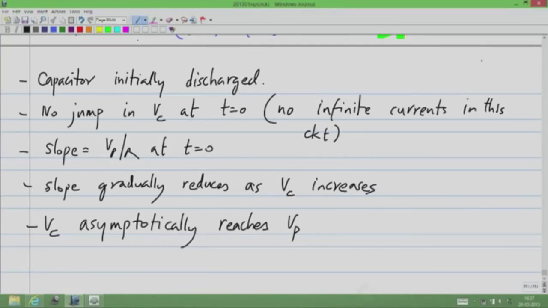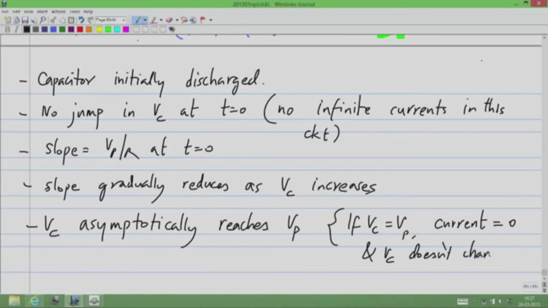So finally when Vc equals Vp, current through the resistor and the capacitor is 0 and Vc doesn't change anymore. Any questions about this behavior of an RC circuit for a step input? This kind of input which jumps from one value to another value is known as a step input.